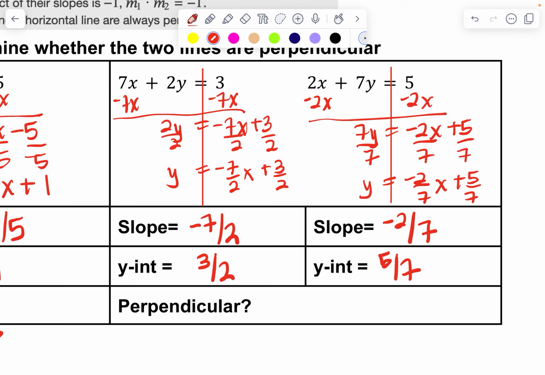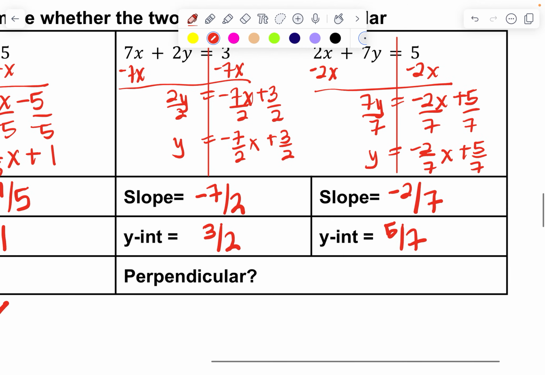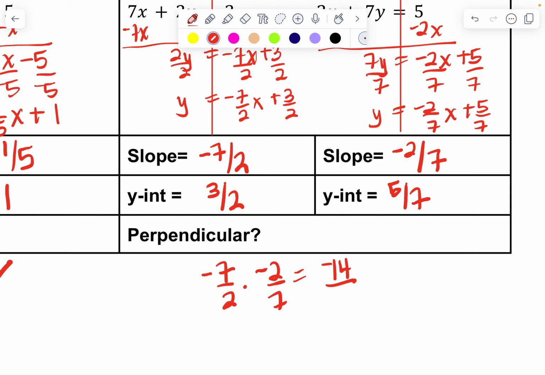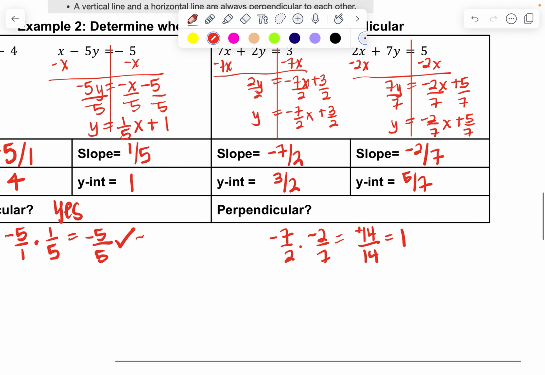The y-intercept is 5/7. In order to be perpendicular, the slopes have to be reciprocals, which they are, and opposite signs, which they're not. If I multiply these two slopes together, I would get negative 14. Oh, no, positive 14 over 14, which is positive 1. Like we saw over here, it has to be equal to negative 1. So these are not perpendicular.